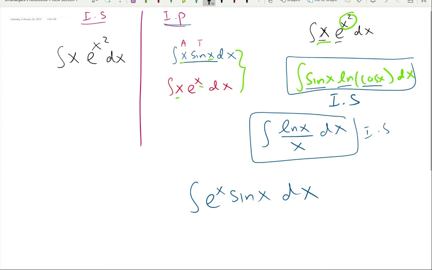Two different types of functions, right? Exponential and trigonometric. Do you have an inside function and its derivative relationship? Absolutely no, right? This is integration by parts. Okay, so let's do more problems.